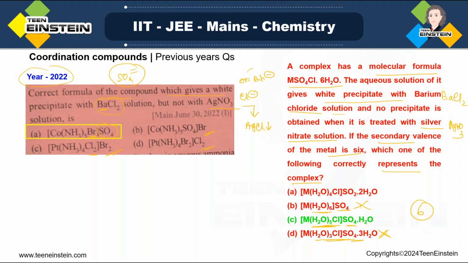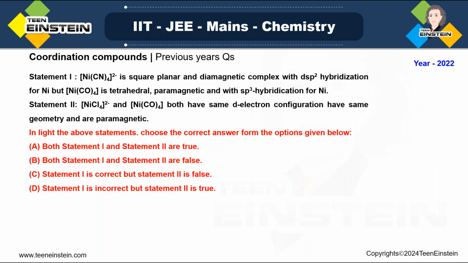Okay, so we are already running out of time. Only one question I will finish. Here we have again two statements. The first statement is that Ni(CN)4 2 minus is square planar and it is a diamagnetic complex with dsp2. Now when there is a strong field ligand, there is a chance of square planar complex formation rather than tetrahedral. So this part is correct. And it is saying diamagnetic because here it is 2 plus, and nickel 2 plus means 3d8, and there is a cyano ligand.